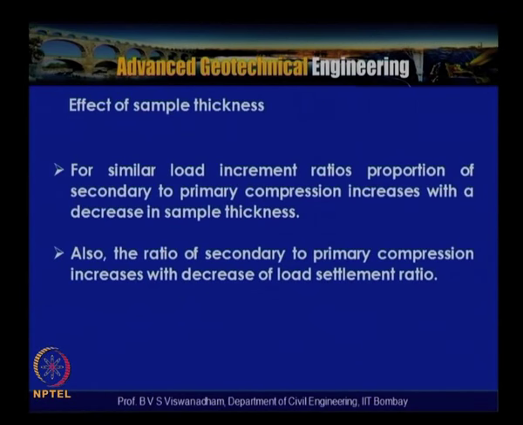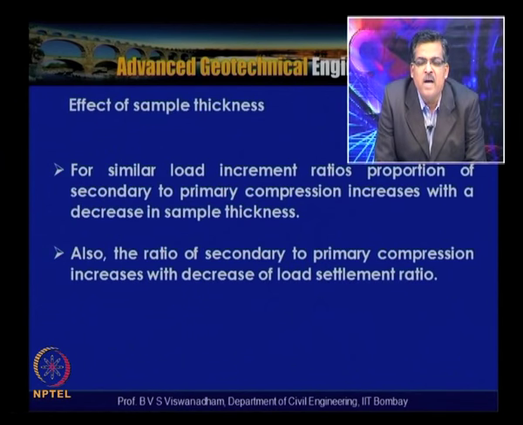Now let us consider the sample thickness. Normally the diameter to thickness ratio is maintained as 3, basically to reduce the sidewall friction, which is one of the reasons. The second reason is to have epsilon r equal to 0, and also to represent one dimensional consolidation only.